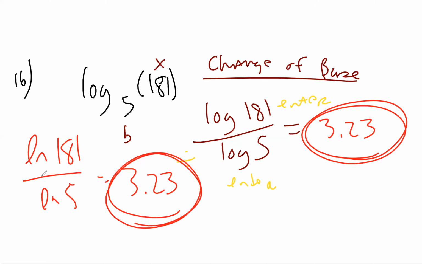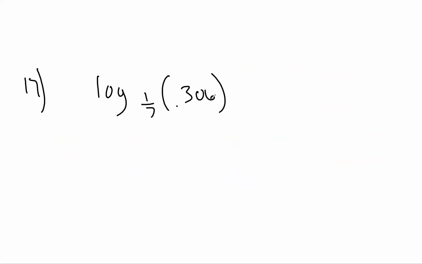Any issues, any problems? All right, well, guess what? 17 is the same exact type of problem. The problem is log base 1/7 of 0.306. And again, if you try to draw your Y and draw your arrows, you're not going to get that.